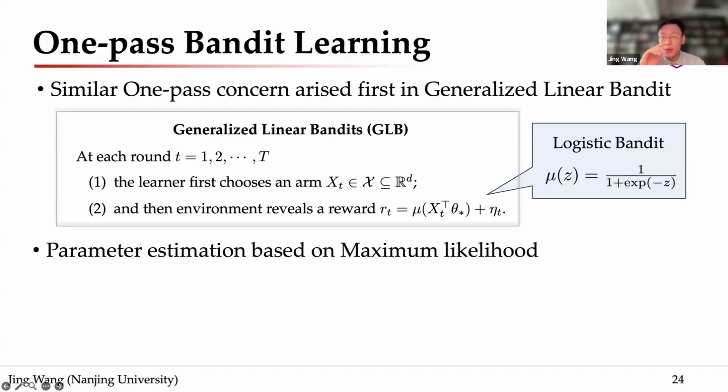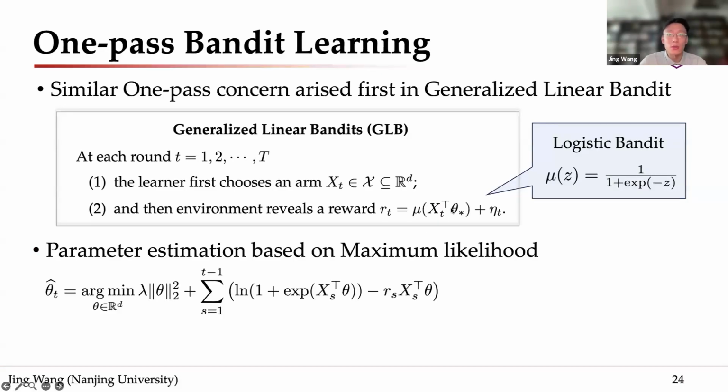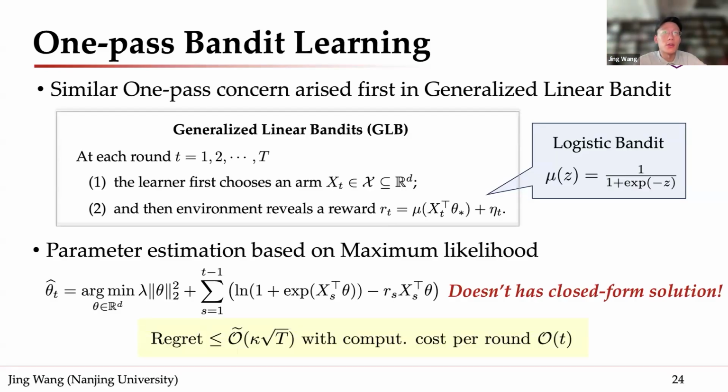The problem is that for the GLB setting, we cannot directly use least squares since the reward is nonlinear, so we need to use maximum likelihood estimation, MLE. It does not have a closed-form solution, which meets the same challenge as the heavy-tailed linear bandits. So the first algorithm for GLB can achieve kappa times square root T regret, where kappa measures the nonlinearity, and the cost per round is O(T). This is exactly the same situation as our heavy-tailed case.